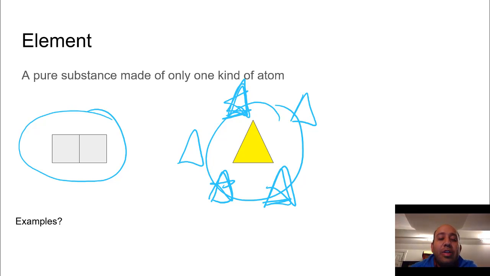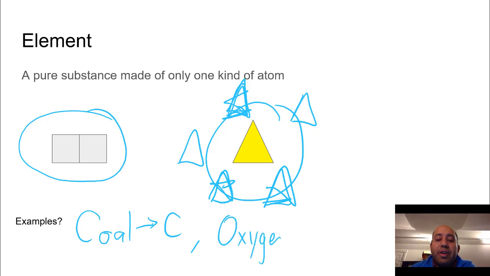So they can be individually by themselves, or they can be together in a molecule, which I'll go over in a moment. So what are some examples of this? Well, as I said, coal is a good example. Coal is only carbon, the letter C, right? Capital C. And another example is oxygen, right? The stuff that we breathe, that's 21% of the air. And the formula for oxygen is O2. The gas that we breathe is 2 oxygen atoms that are bonded together.